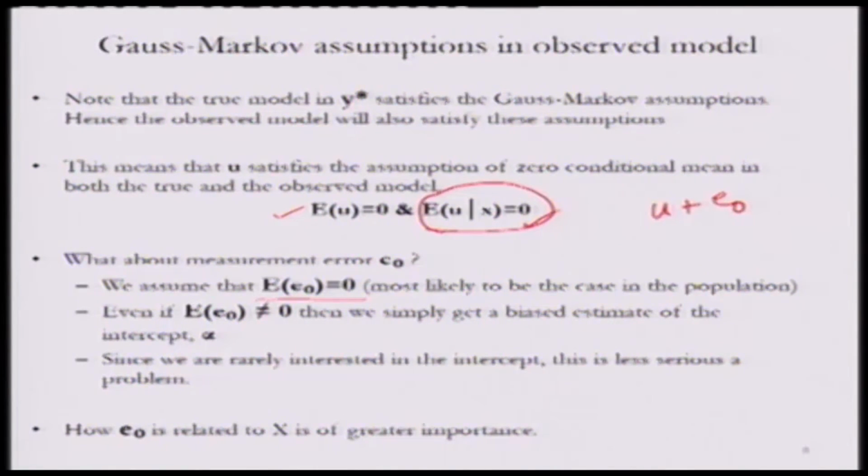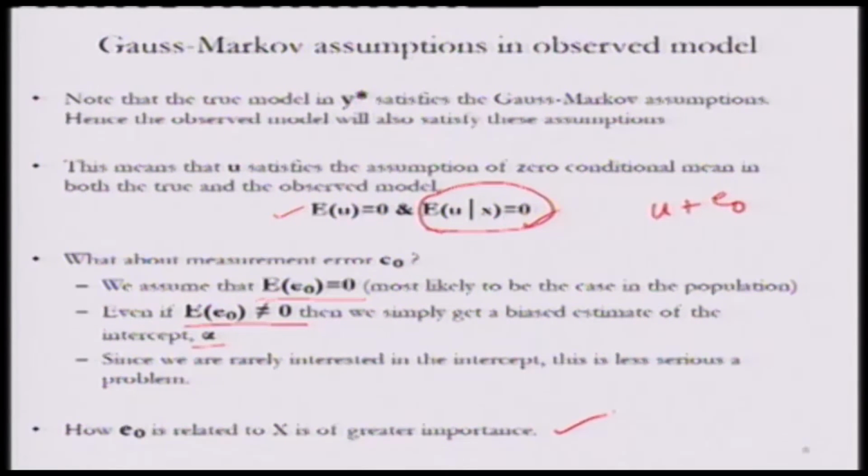So, on the average this balances out, so that the average value of e naught is equal to 0. Even if the average value of e naught is not equal to 0, what this should do is simply get loaded into the intercept term, which is given by alpha. So, we have a biased estimate of alpha in case the expectation of e naught is not equal to 0, but this does not still affect, remember, beta, which is our coefficient of interest. Since we are rarely interested in the intercept, this is less serious a problem.